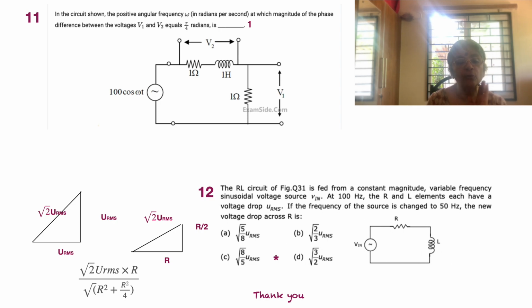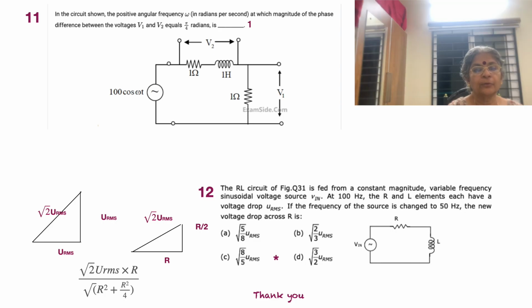Okay, so we need to have 1 squared, which is the resistive impedance, plus omega L squared, with inductance 1, so omega into 1. So 1 plus omega squared should be such that the magnitude is equal to root 2. Only in that case can you say that there is an angle of pi by 4.